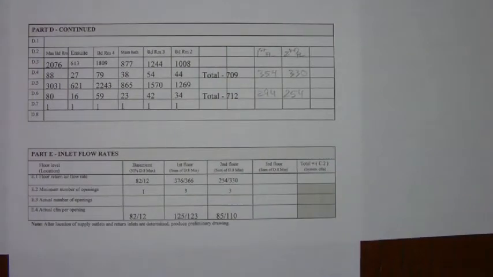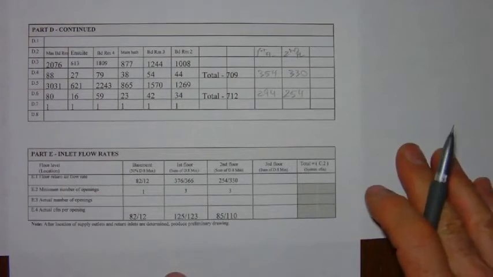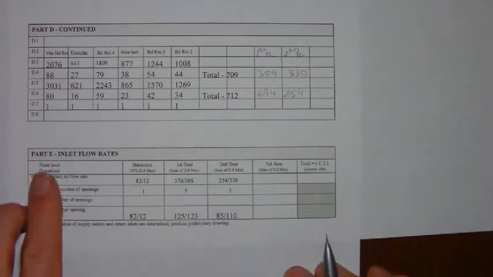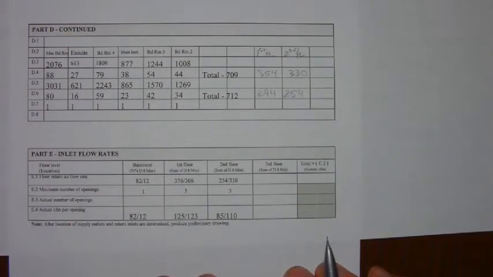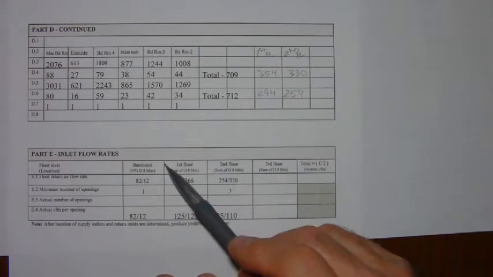Hi, this is video number 2 in the continuing series on completing the duct design calculations for residential air system design. In this video we will look at completing part E, which is the inlet flow rates. We start with the basement.